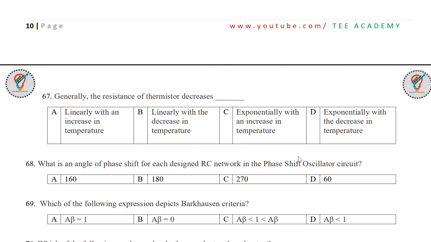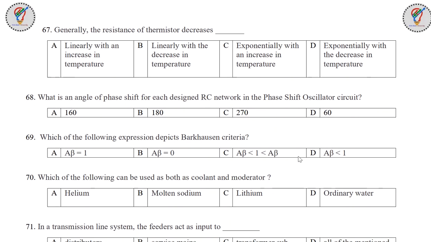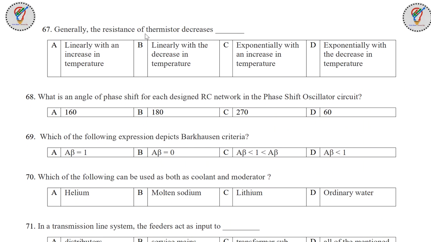Next one, 67th question. Generally, the resistance of a thermistor depends on temperature, with non-linearity as temperature increases. The thermistor is widely applicable for several compensation techniques. It exhibits variation in its resistance with respect to change in temperature, as the resistance of the thermistor decreases with an increase in temperature. This property of the thermistor is also regarded as a negative temperature coefficient. We can call it a negative temperature coefficient here.